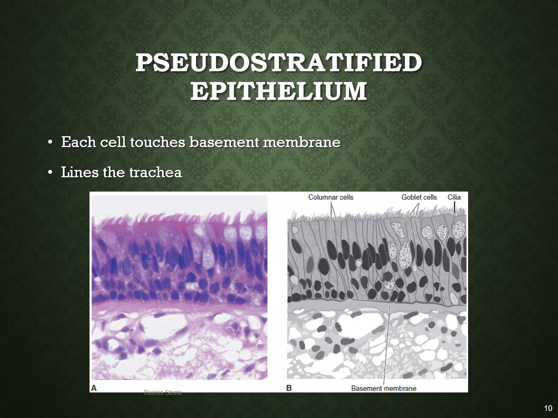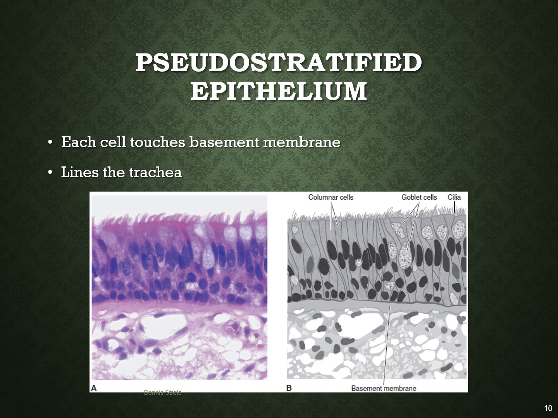Pseudostratified epithelium looks like it is made up of many layers of cells. However, this is an optical illusion. There's only one layer of cells in pseudostratified epithelium. If you take a close look at this image, you will see that each pseudostratified epithelial cell touches the basement membrane. There's only one cell layer thick.